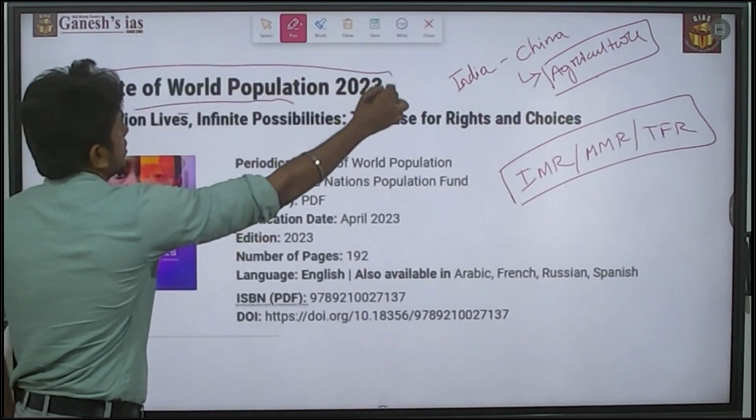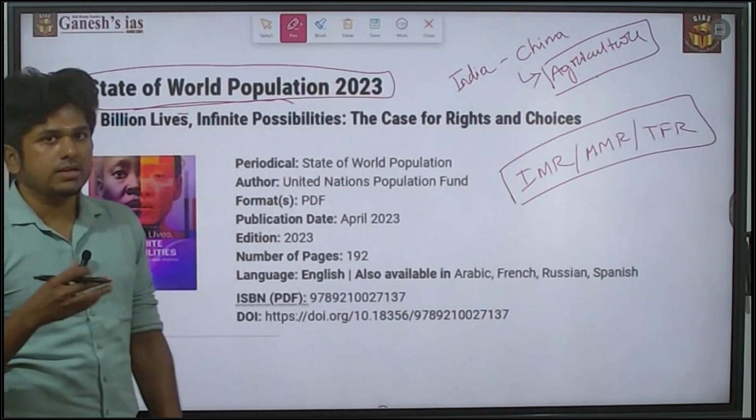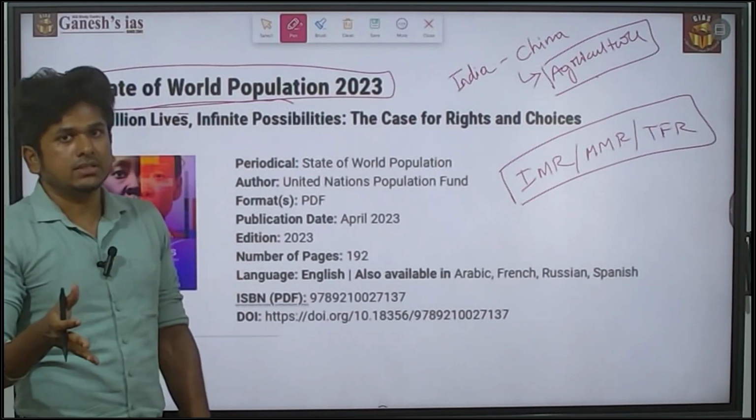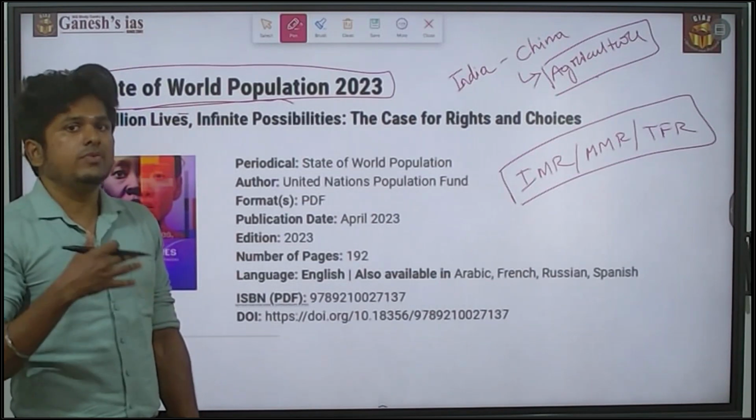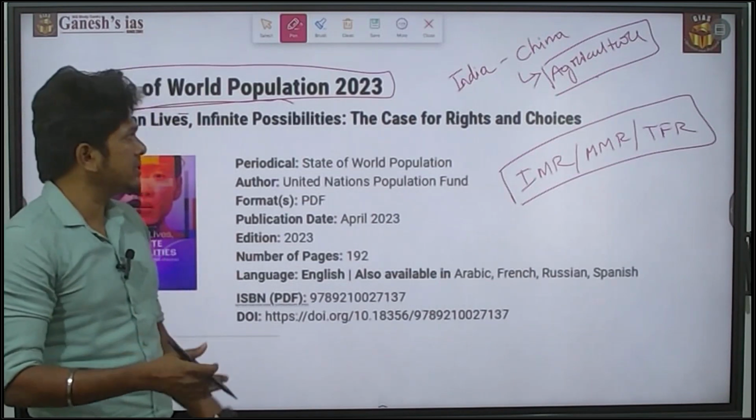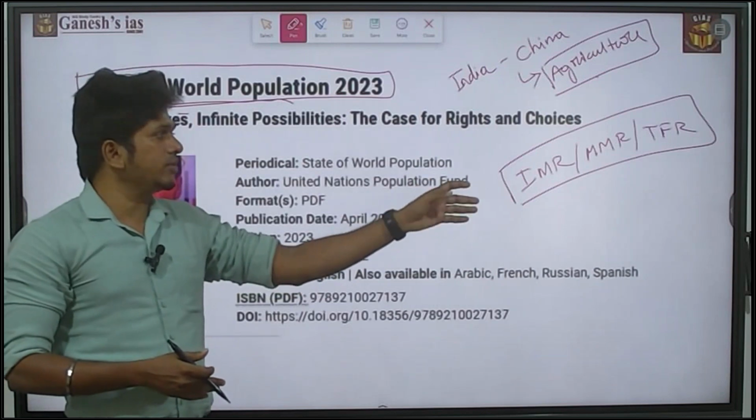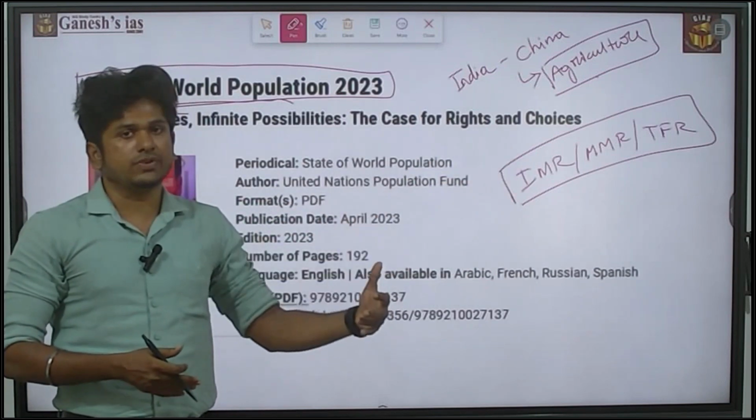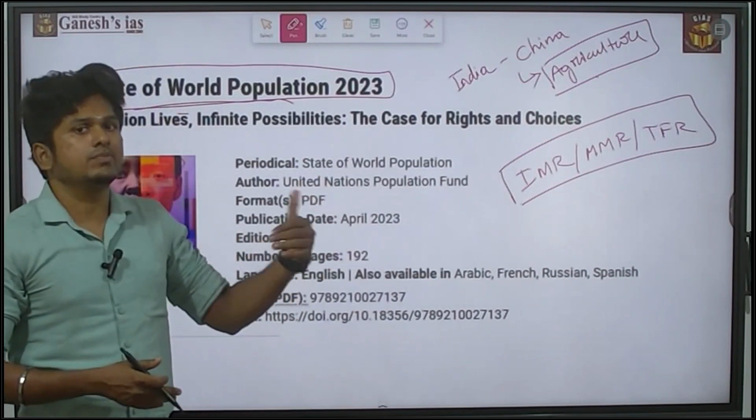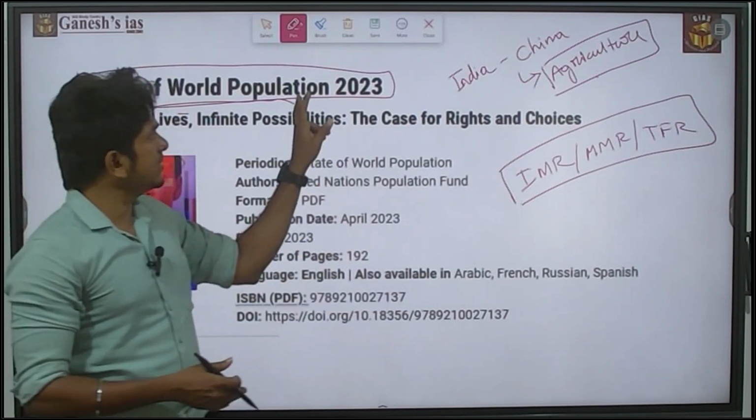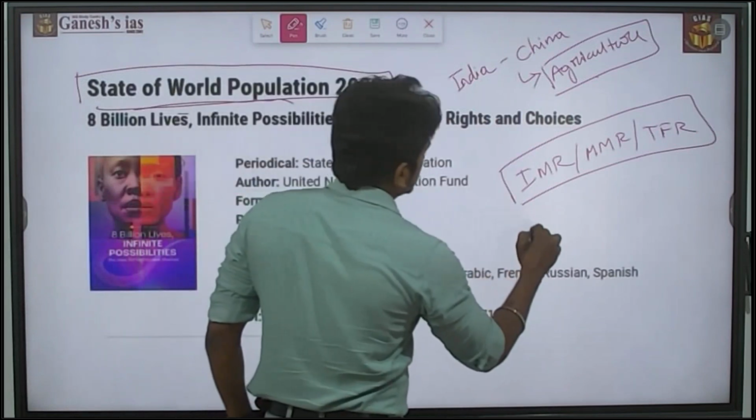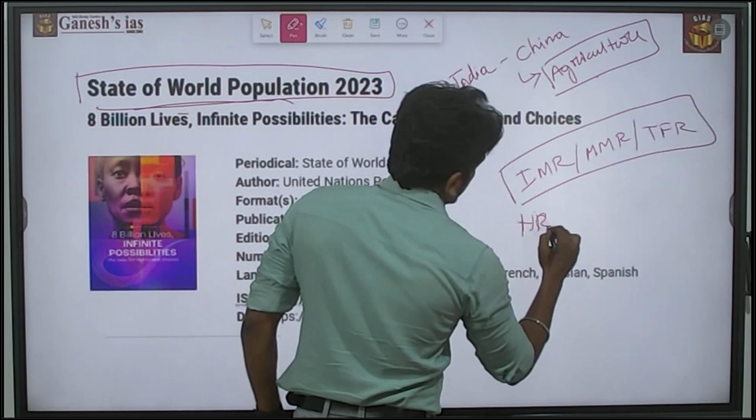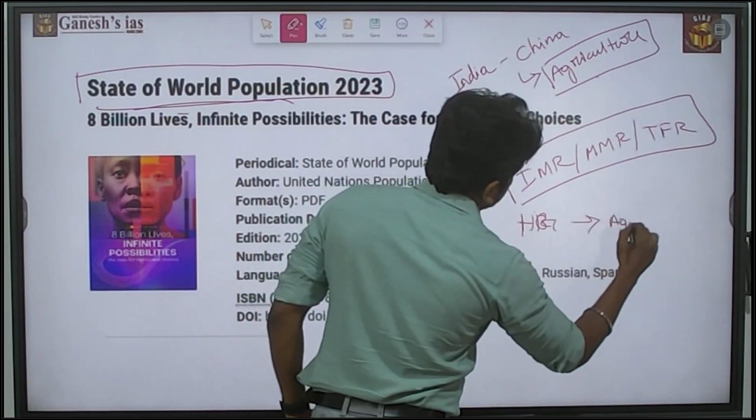By studying the State of World Population Report, where India crossed China and became first in world population, we usually think the question will definitely be on IMR, MMR, TFR or other human geography data. But UPSC did something other than that. They connected this human geography topic with agriculture.